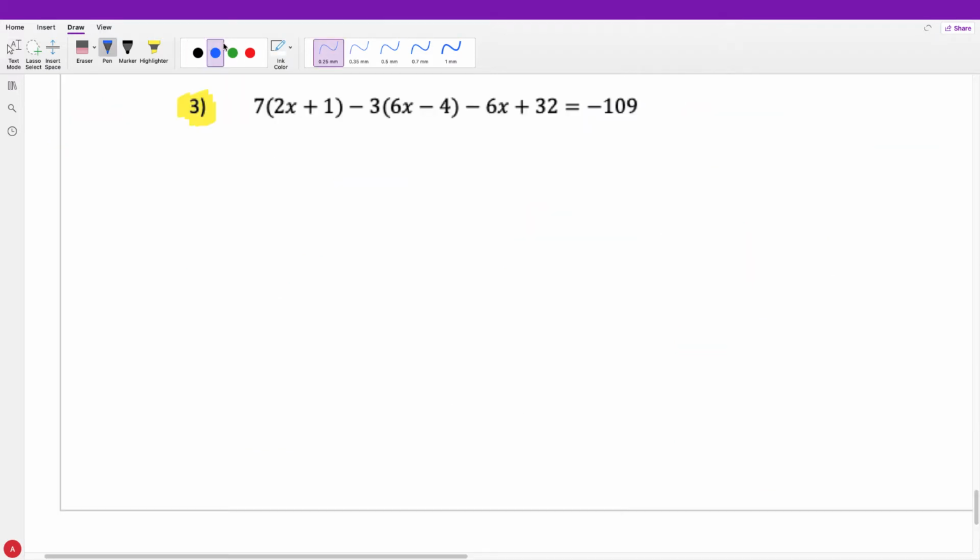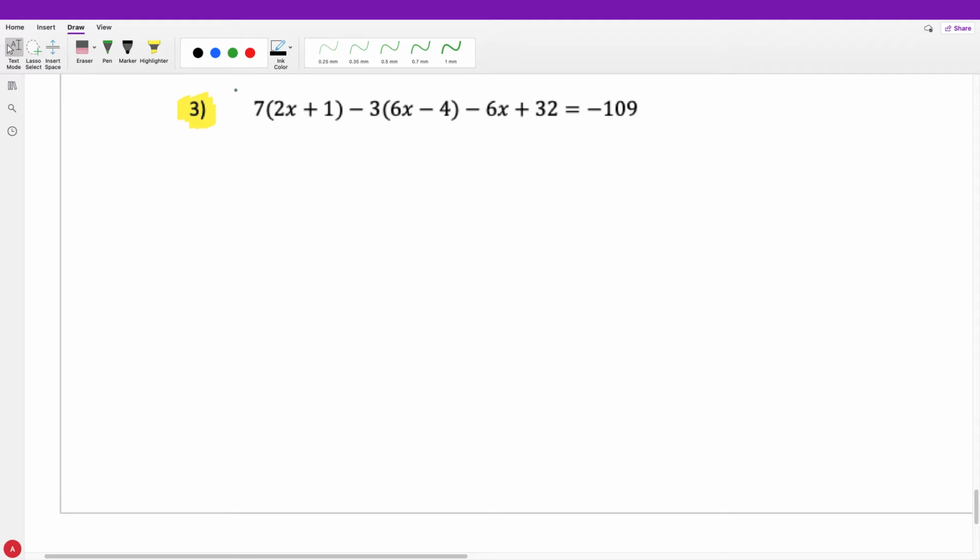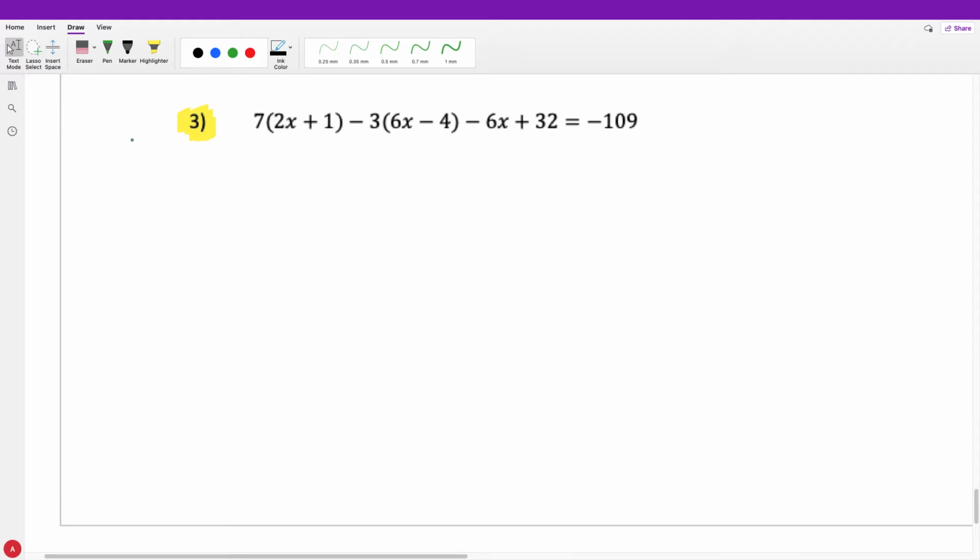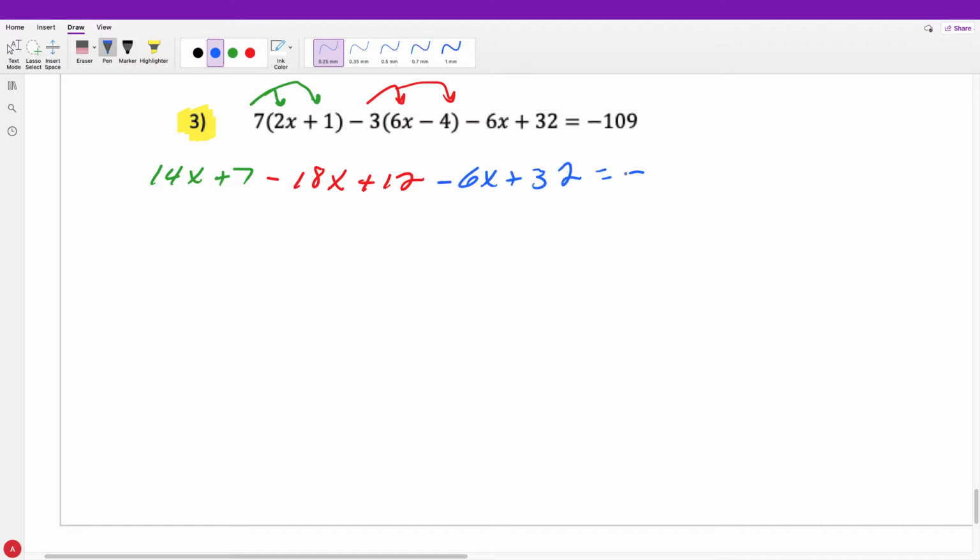All right, so this one I want to go through, and even though this is extra credit now, I would expect that in the future, this is something that we all should be able to do. First thing we're going to do is simplify everything that we can on the left-hand side. So that means I'm going to actually multiply what I can. So 7 times 2x gives me 14x plus 7. And then I'm going to distribute the -3 in. So that will then give me -18x plus 12. And then I still have the -6x plus 32 is equal to -109, which is my original problem.